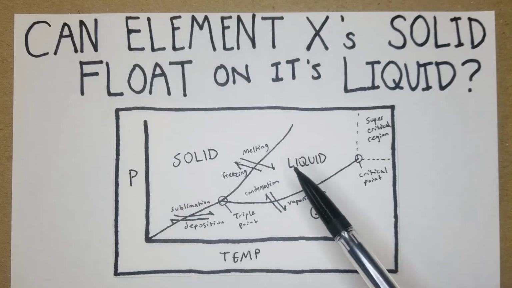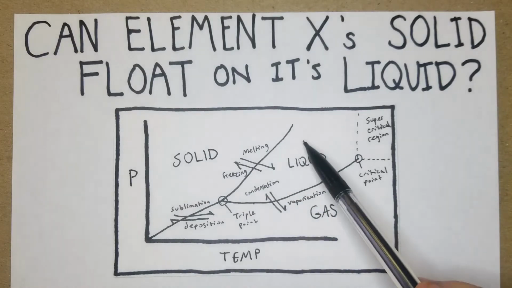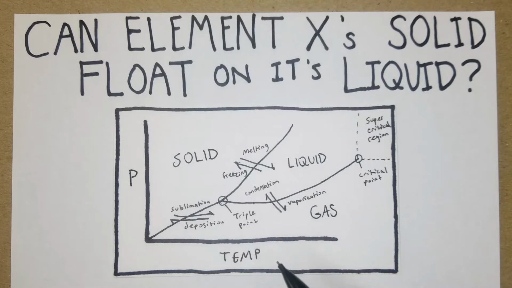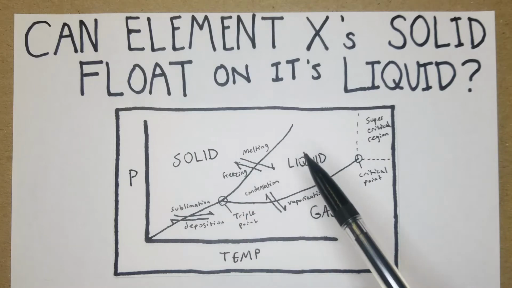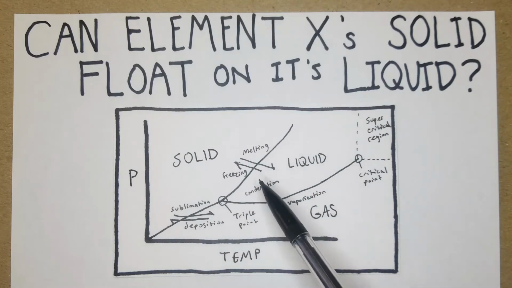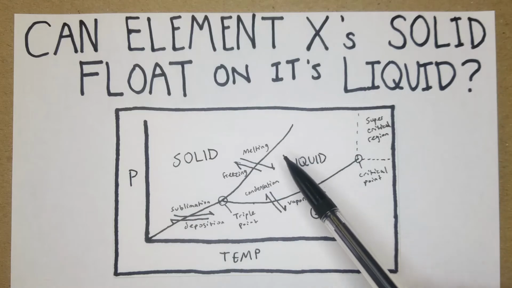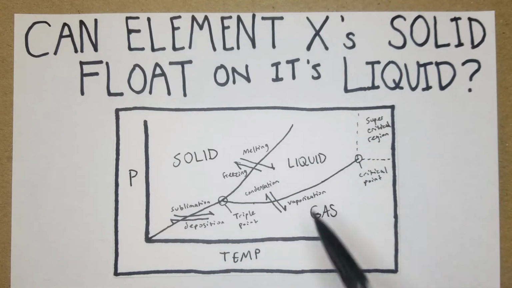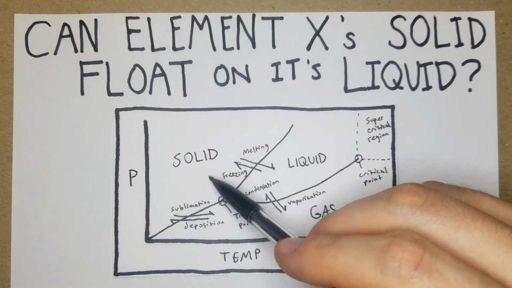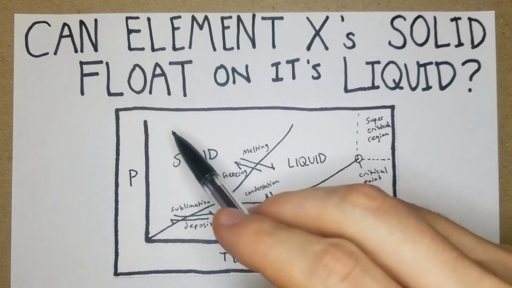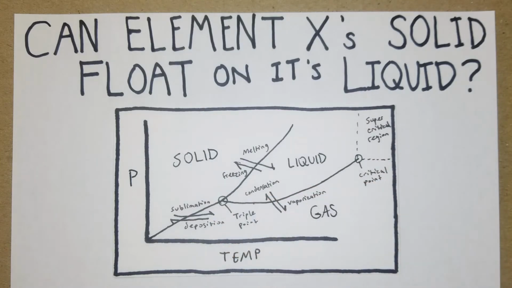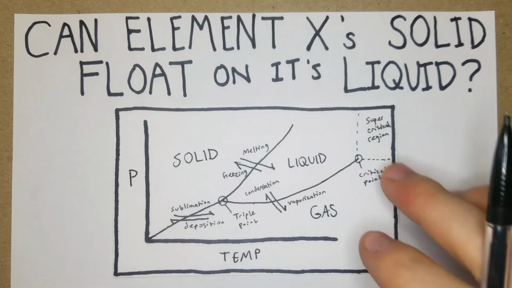Now, if that line has a positive slope, as it does in this phase diagram, as it does in almost every element, it essentially means that the solid phase should not be able to float on the liquid phase because it should be more dense. And if the opposite is true, like it is with water, there's going to be a negative slope, and that would determine that the liquid phase would be more dense than the solid phase on average, and that would make it possible for it to float.